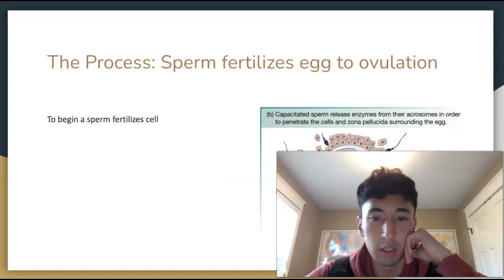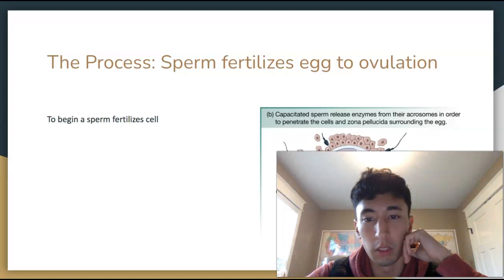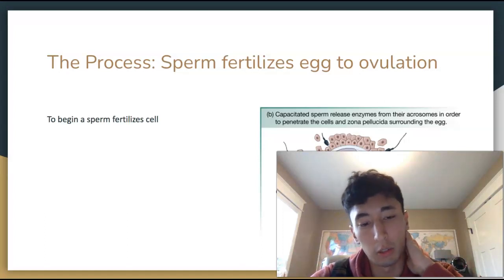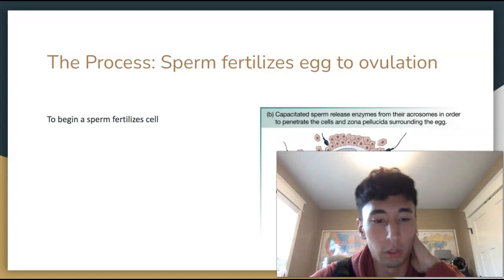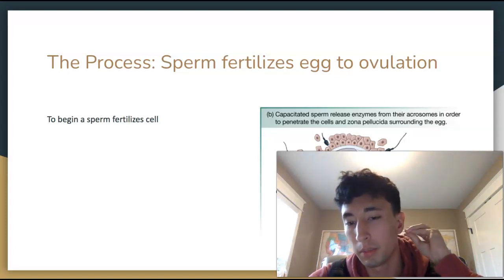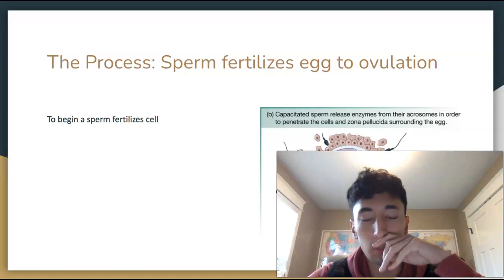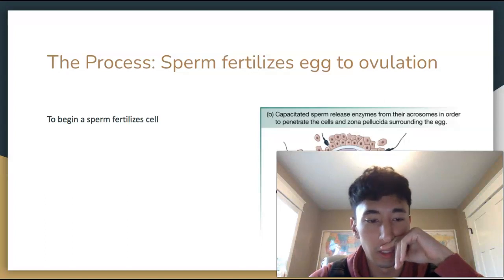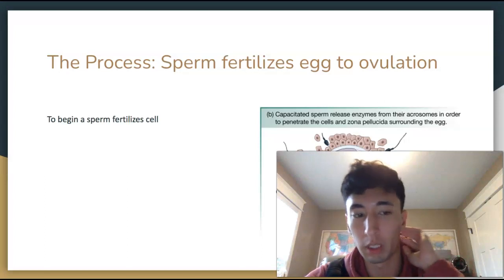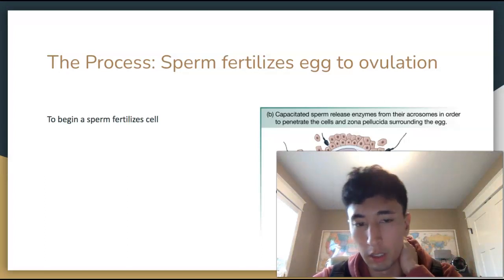The process does start when a sperm fertilizes an egg at ovulation. The zygote travels from the fallopian tubes to the uterus, and that process is helped out by a hormone that we'll talk about pretty soon. Then when the zygote reaches the uterus, it becomes a blastocyte that consists of an inner and outer layer, which we'll get more into on the next slide.